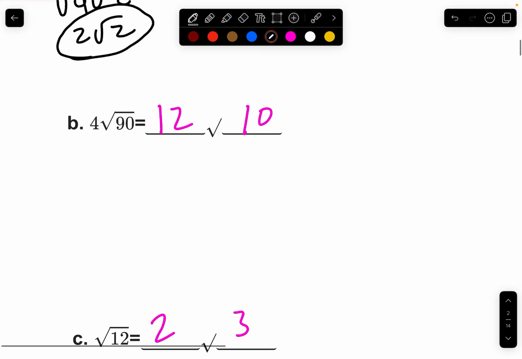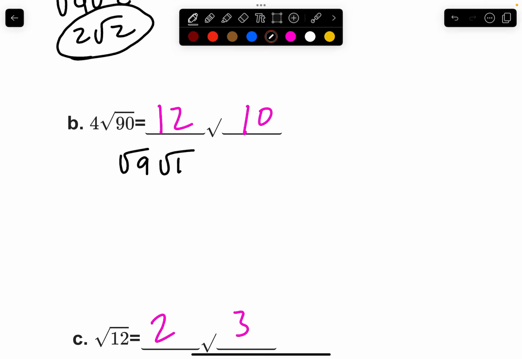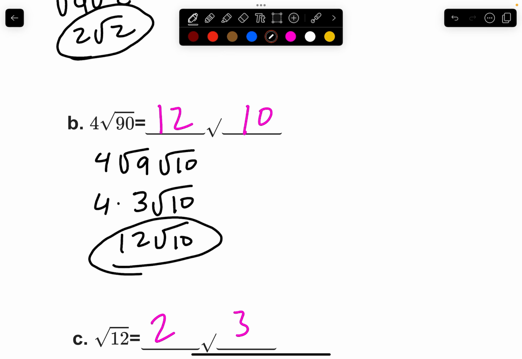Got it. Here we need to focus on the root 90. The square root of 90 is the square root of 9 times the square root of 10. The square root of 9 is whole number 3. Don't forget there was a 4 in front of all of this. 4 times 3 is 12, and we have a root 10.